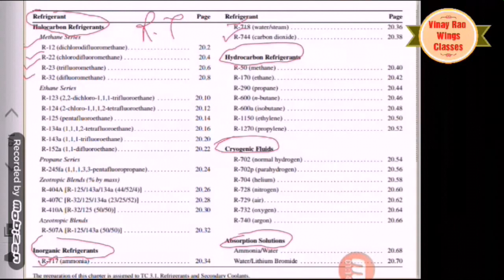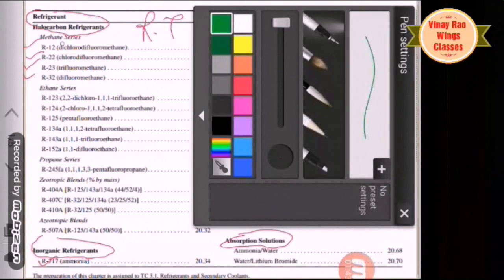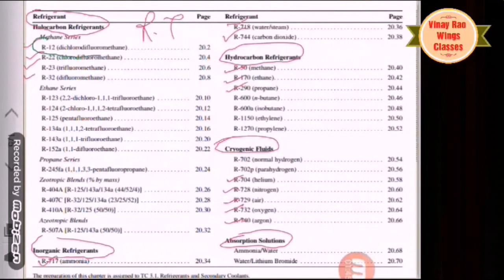These are inorganic refrigerants. Similarly, R50, R170, and R290 are hydrocarbons. Some other refrigerants are also available, such as R134a. These are cryogenic fluids which we use: oxygen, argon, air, nitrogen, helium. All these are refrigerants. I will explain a single refrigerant with the pH chart. I'm taking the example of R12, then R22.